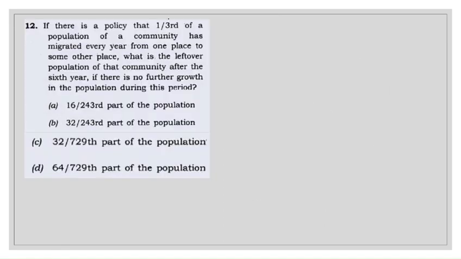If there is a policy that 1/3 of the population of a community migrates every year from one place to some other place. So it says that suppose there is a population X. So 1/3 of that population of a community has migrated every year from one place to another place. What is the leftover population of that community after the 6th year, if there is no further growth in the population during this period? So suppose we imagine that there is a population that is X.